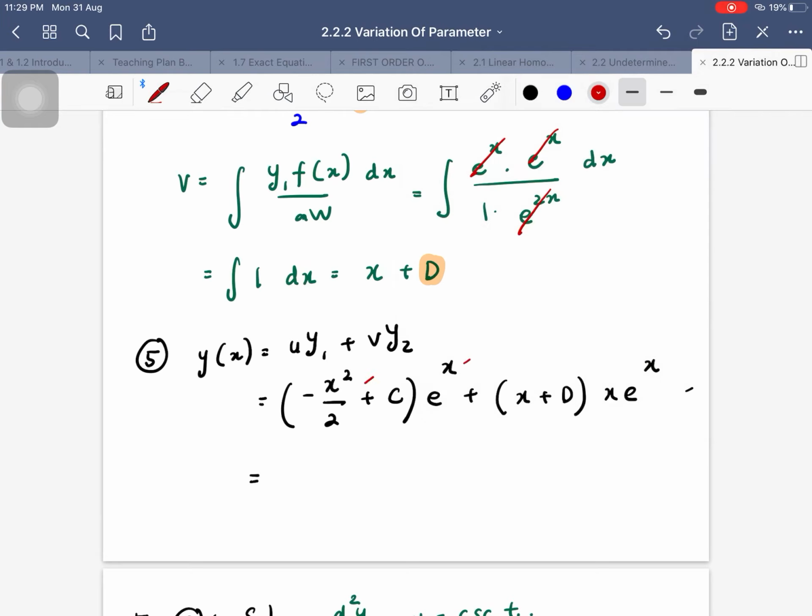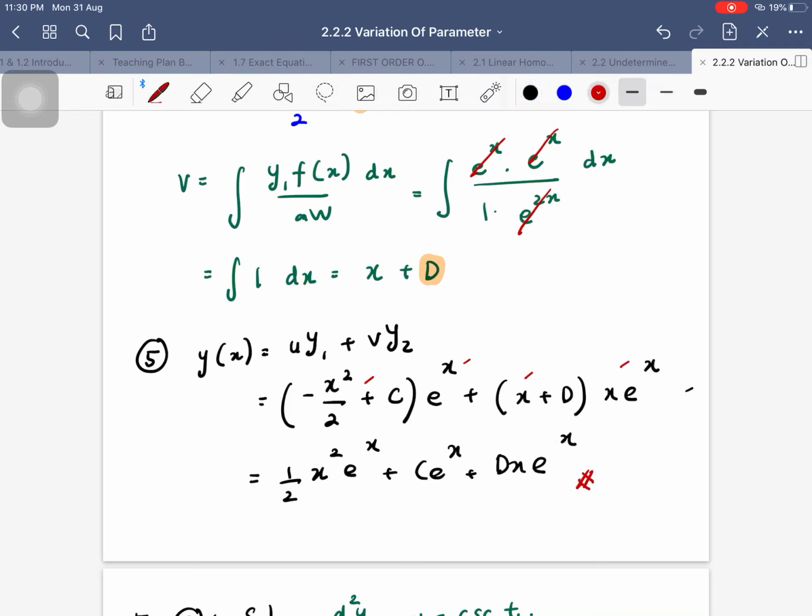Here, I'll end up with x squared exponential of x, and this 2 is also going to be x squared exponential of x, but this is going to be 1, this is going to be 1/2. So when I simplify, I will get 1 minus half, that is going to be a half, x squared exponential of x plus c exponential of x plus dx exponential of x. So that will be the solution.